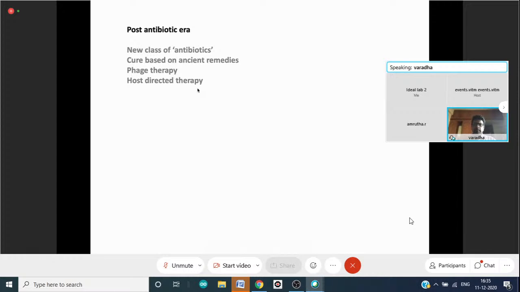So these are some of the ways people are thinking about how to solve, not necessarily solve, but, in a sort of post-antibiotic era, how can we encounter the future?